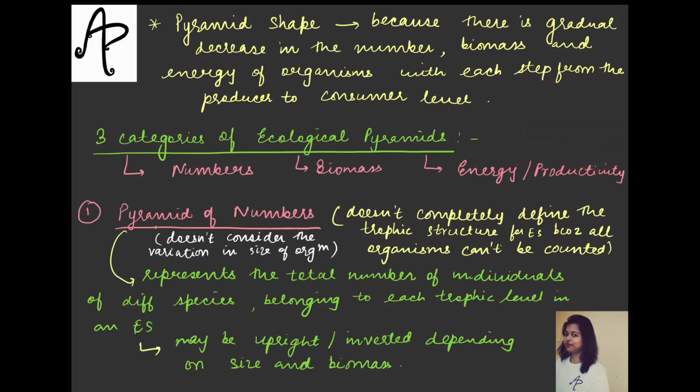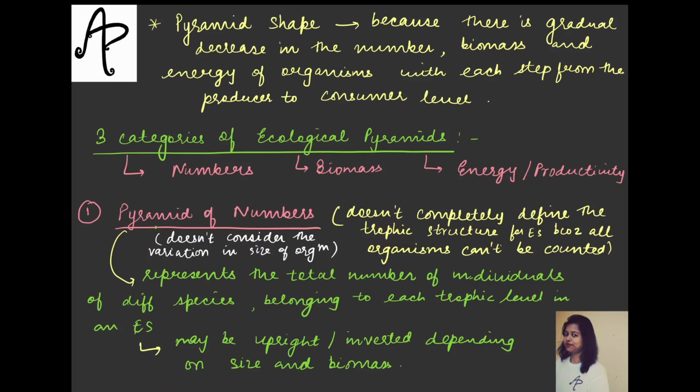ऊपर जाके ये बिल्कुल छोटा सा कम हो जाता है. ठीक है. So there are 3 categories of the ecological pyramids: numbers, biomass and energy or productivity. When we talk about the pyramid of numbers, what we need to remember first is that it does not completely define the trophic structure. To any kind of trophic structure, it will not be a complete determinant.